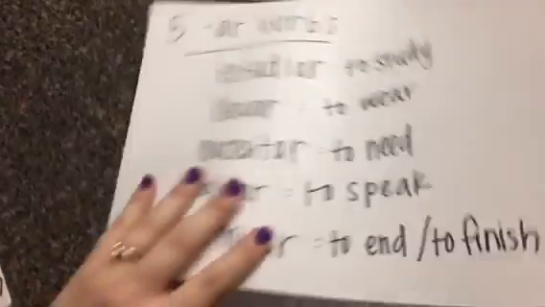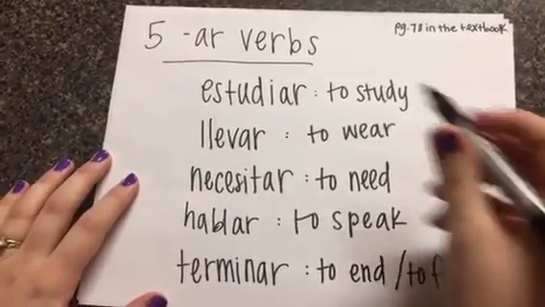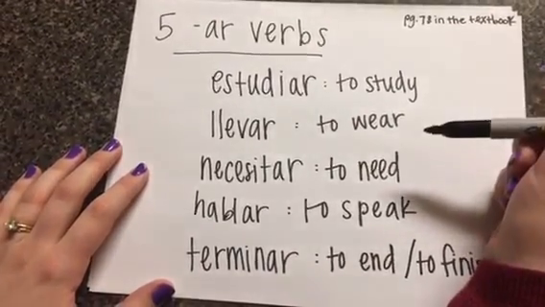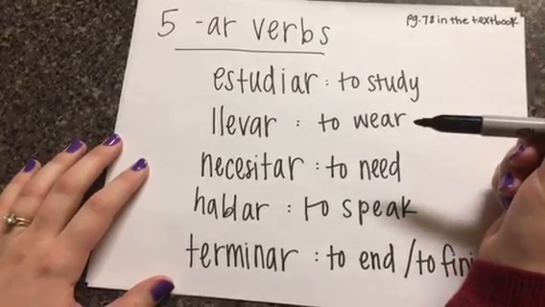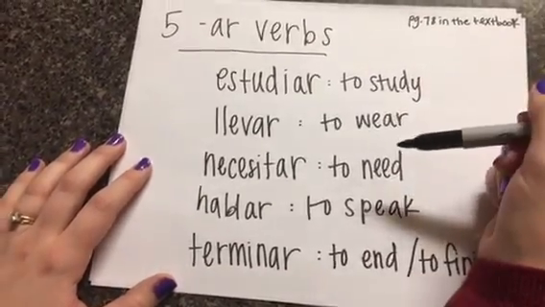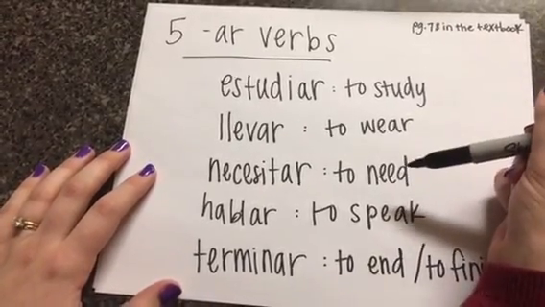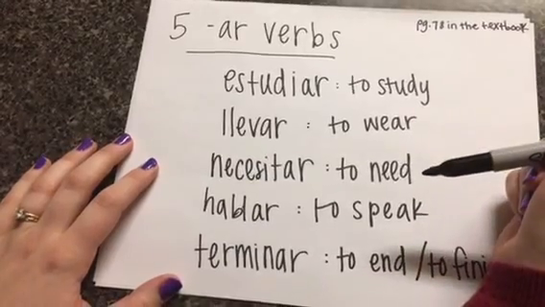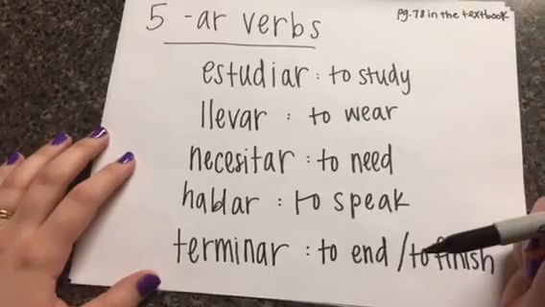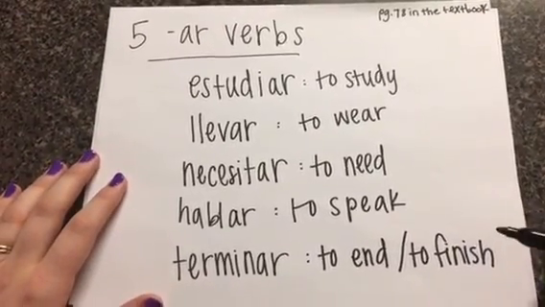Okay, so remember, according to your vocabulary list, you've only had about 5 AR verbs that you've learned. We have estudiar, which means to study. Llevar, which means to wear. Necesitar, which means to need. Hablar, which means to speak. And terminar, which means to end or to finish.